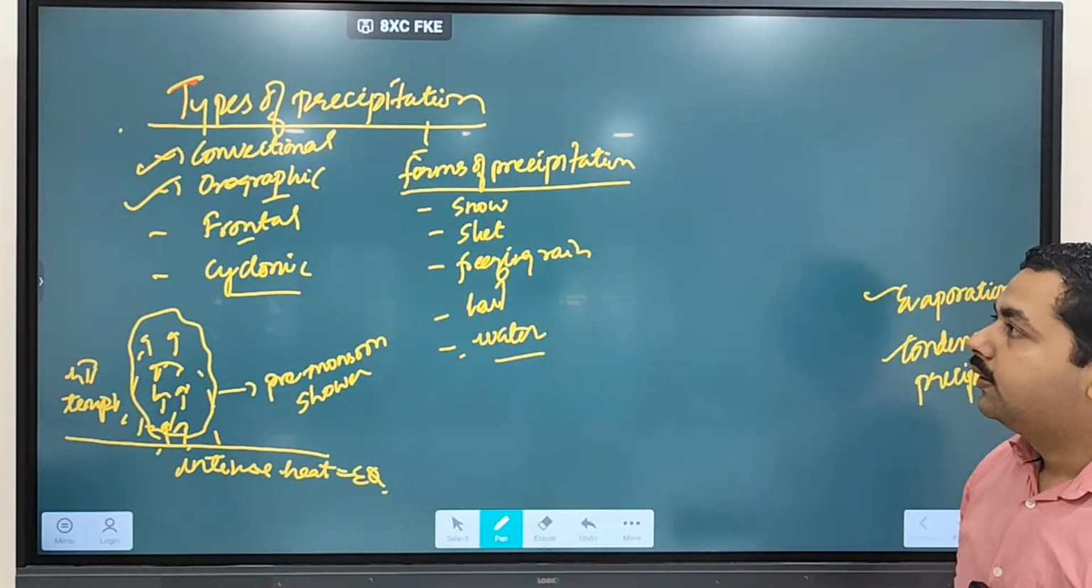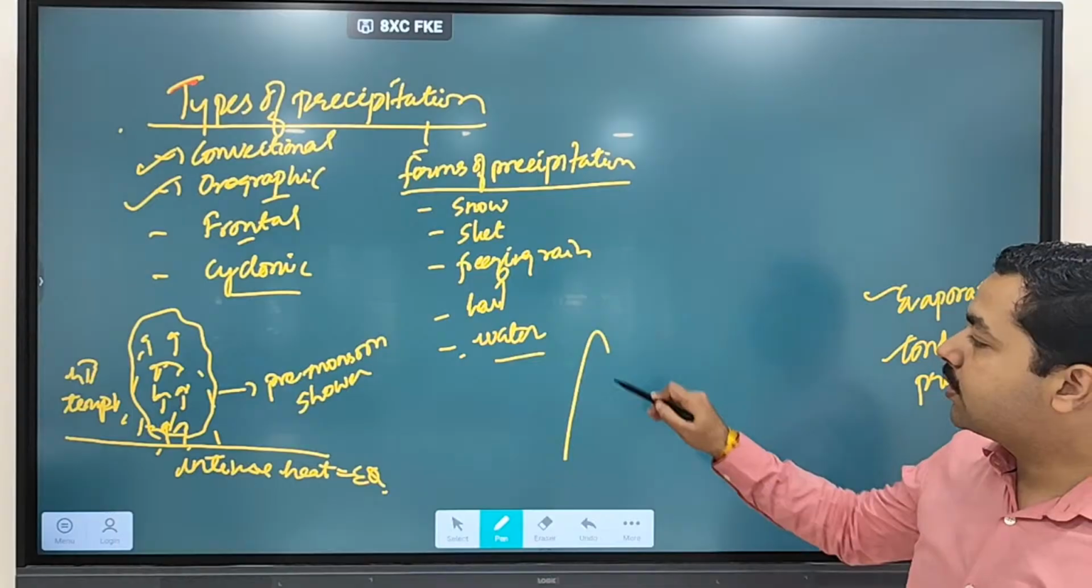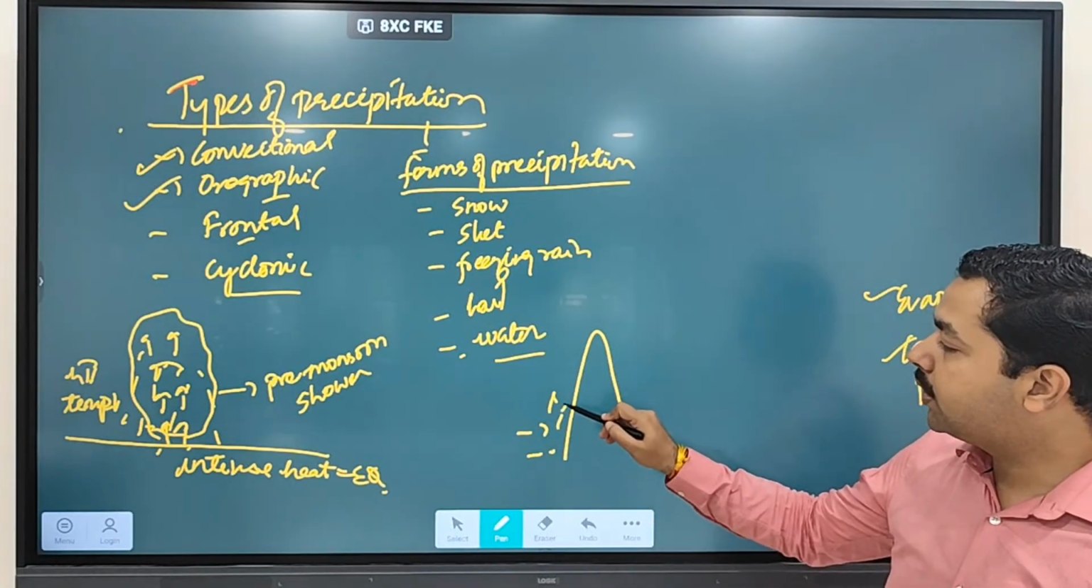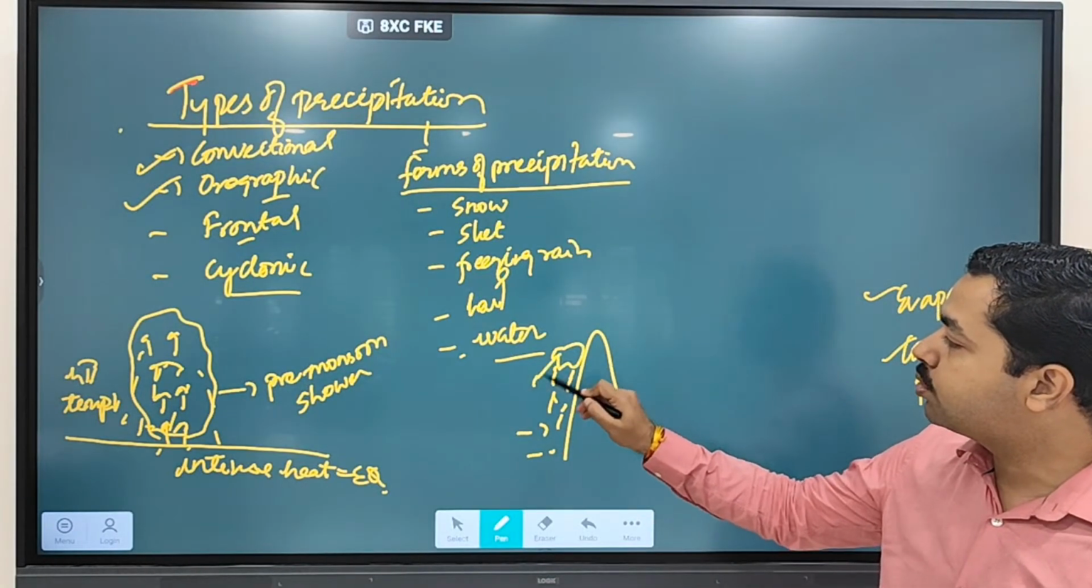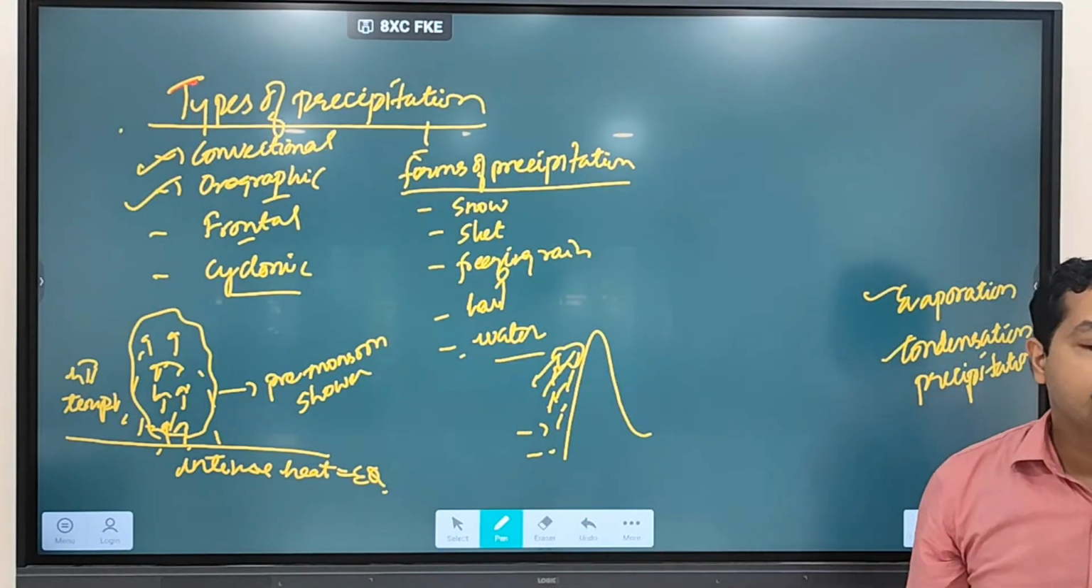Fine. Orographic, as we discussed, occurs when winds are blocked by a mountain and are forced to rise up. As a result, you saw that rainfall occurs.